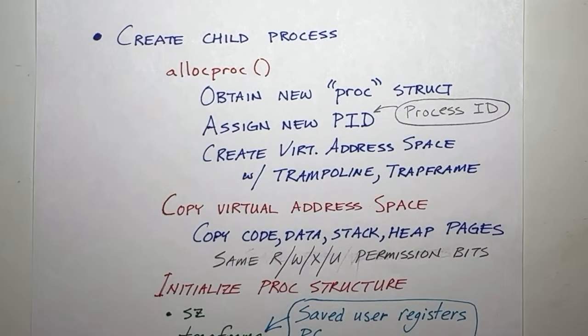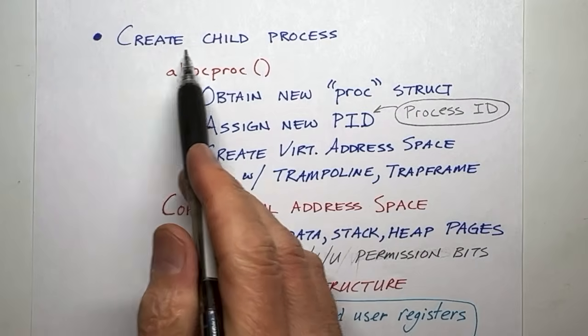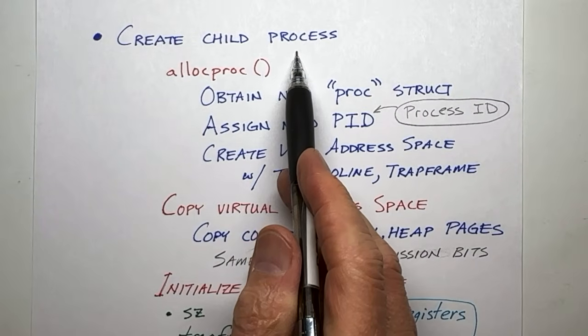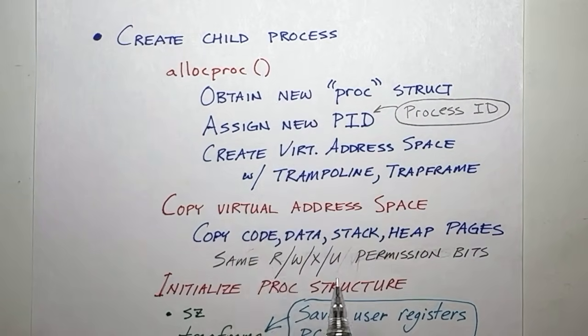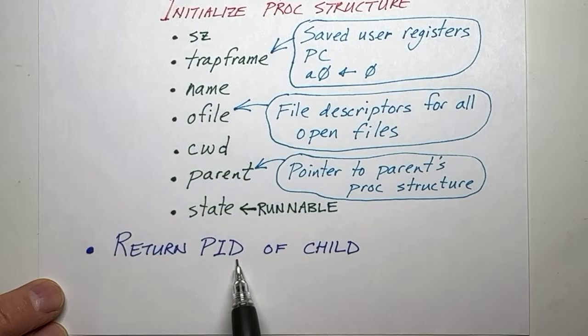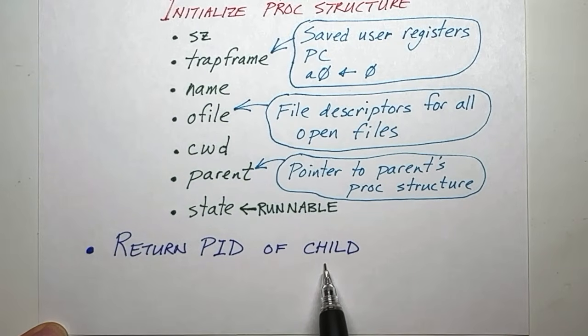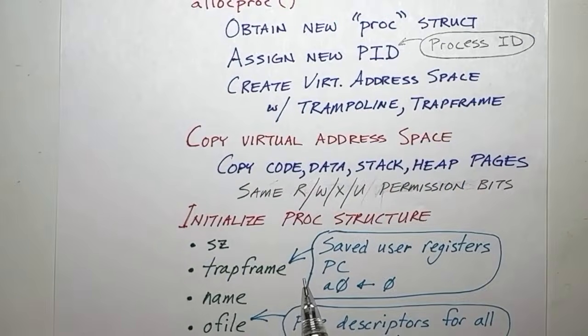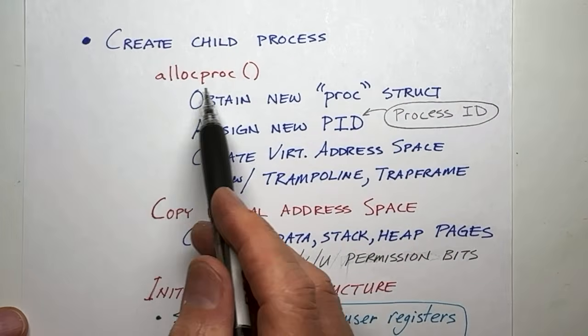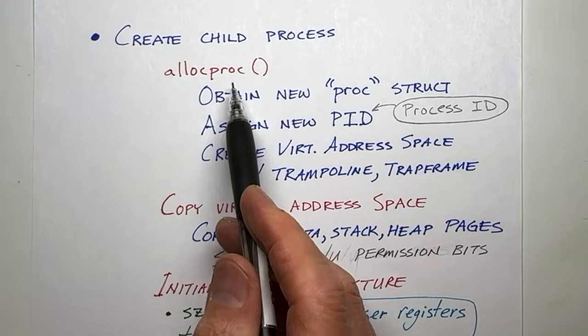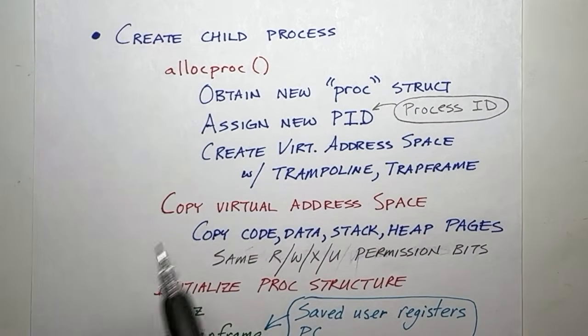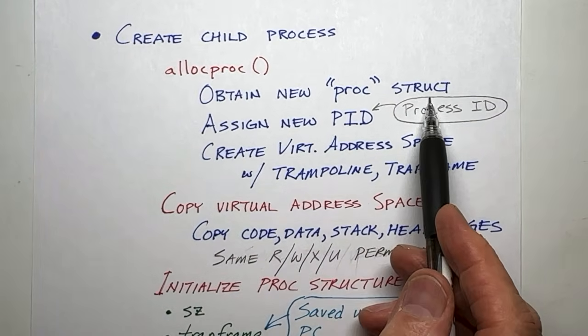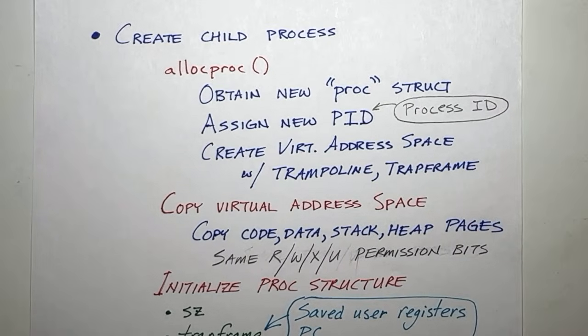Let's begin with an overview of the fork system call. In summary, the system call will modify some kernel data structures, effectively creating a new process, and then it will return the process ID of the newly created process. Fork begins with a call to the allocproc function. Allocproc will search for an unused proc structure and will grab it and begin the initialization process.